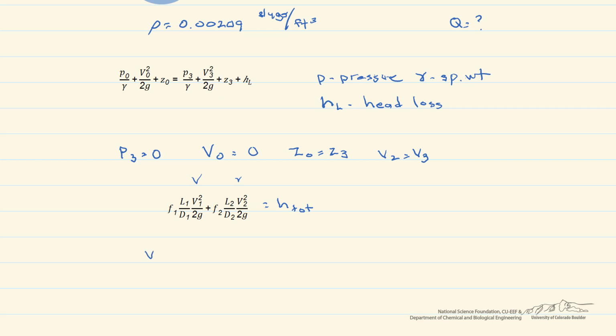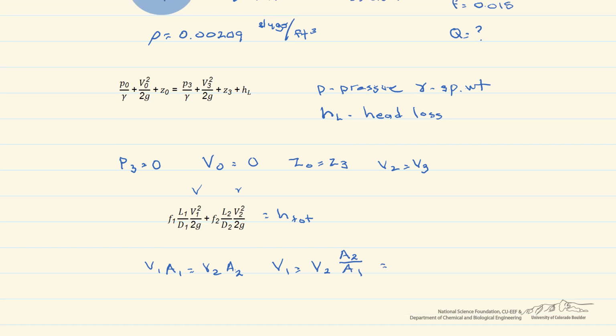So our V1 A1 is equal to V2 A2, and therefore V1 is equal to V2 A2 divided by A1. And we can simplify this even further, that this is equal to V2 D2 squared divided by D1 squared. So V1 is equal to 0.25 V2. And does that make sense? Yes, V1 should be less than V2 because the diameter is greater.